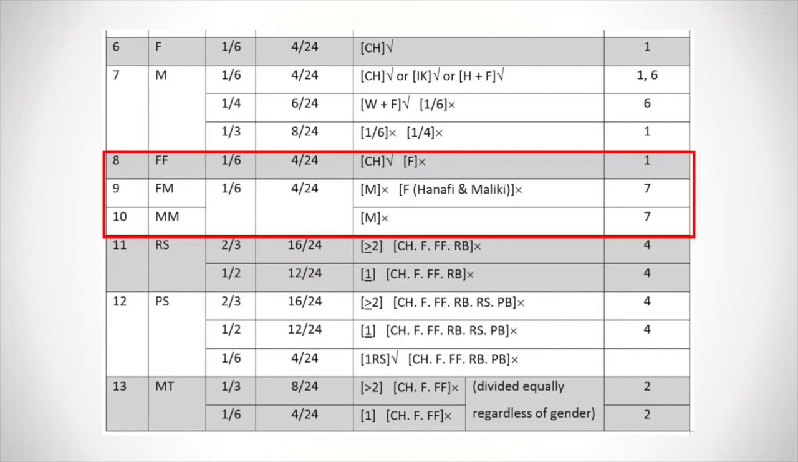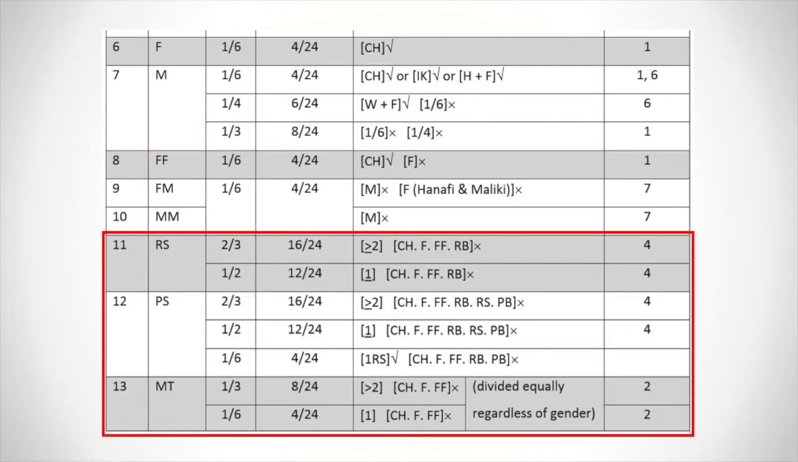Here I would like to point out that we do not see mother's father in this list. Mother's father is not among Dhawil Furud, rather is in Dhawil Arham, the third tier. But mother's mother is part of the Dhawil Furud. And Allah knows best the hikmah behind it. The last three relationships are about siblings. And in the Dhawil Furud category, there is real sister.